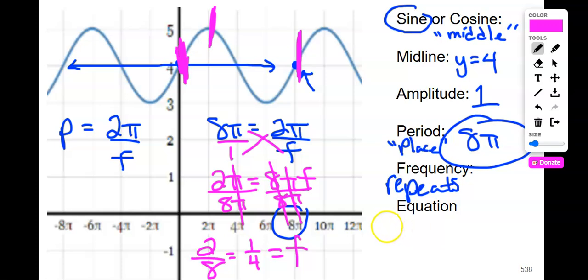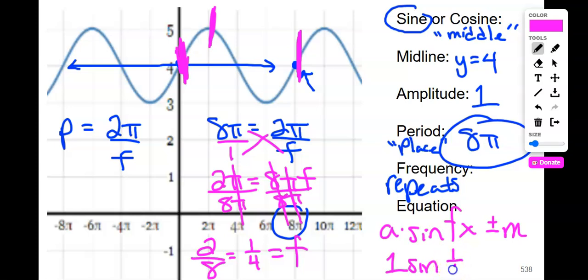And finally, the equation is, remember, AFM. It's A times sine Fx plus or minus M. I'm taking this from the last block. We already know all these numbers. I just got to write them in. The amplitude is 1. The frequency is 1/4. Yep. Don't forget the X, and the midline was positive 4.